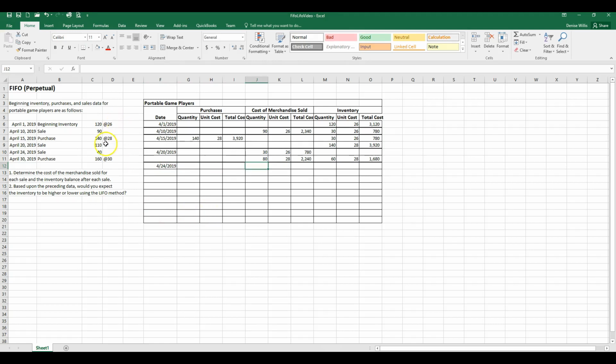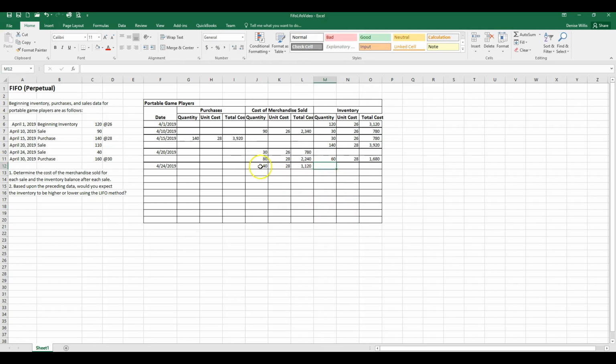Okay, it says we're going to sell 40 items here. We don't have a choice to make. They're all going to have to come out of this layer right here. So we're going to sell 40 items. They cost us $28 a piece. So the total cost of merchandise sold in this case is 40 times 28, or $1,120.